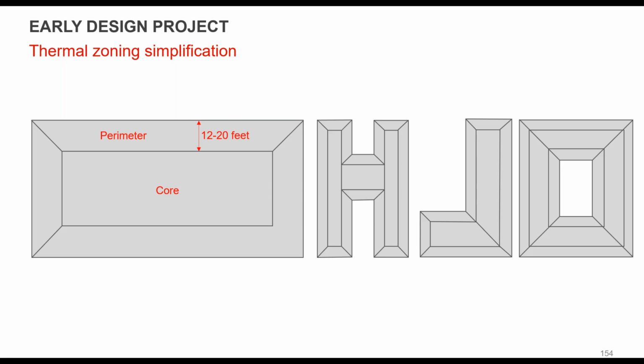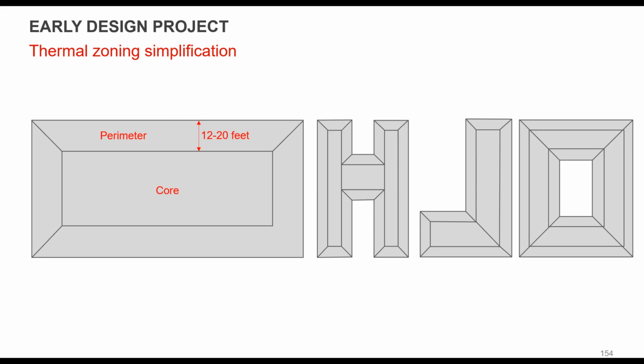Sam mentioned zoning simplification, and you see here the idea of trying to do exterior zones, perimeter zones, which are going to be affected by solar gains and heat losses and gains because of the fenestration and the walls in the area. These tend to vary. Practice is somewhere between 10 and 20 feet. It kind of depends on what you're trying to do there.